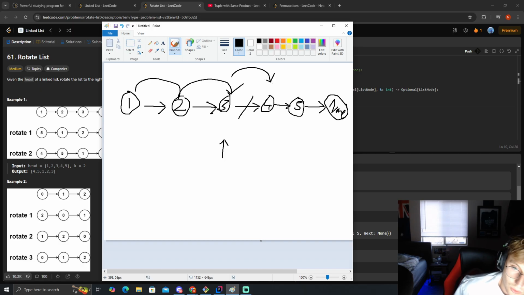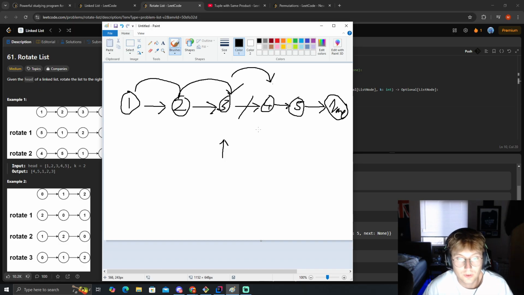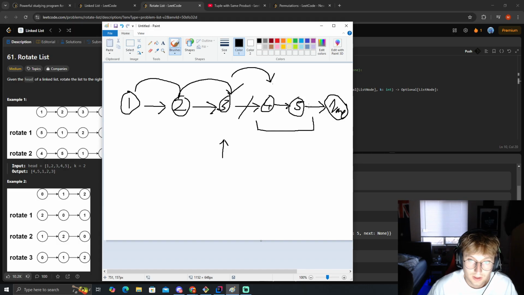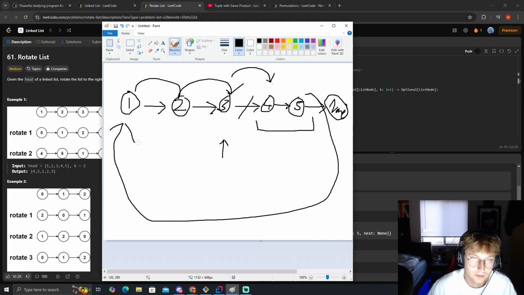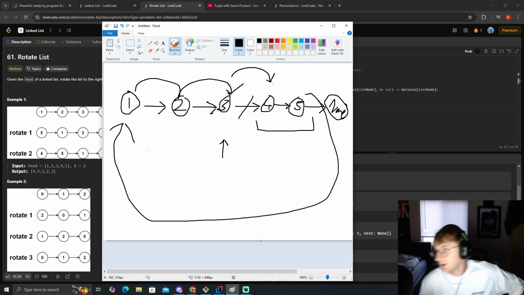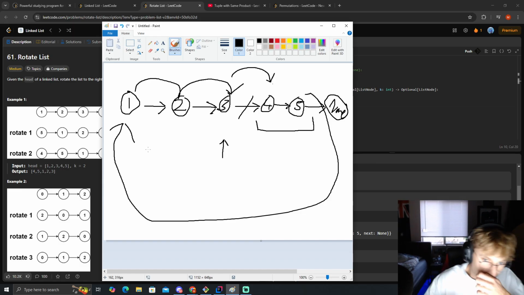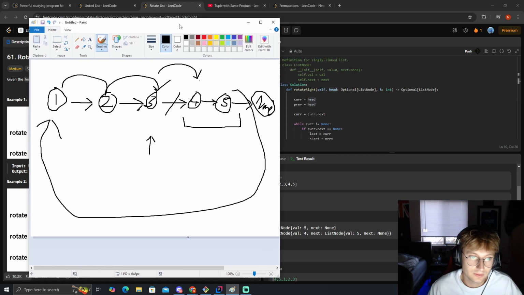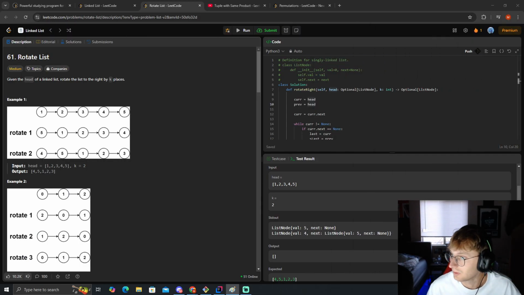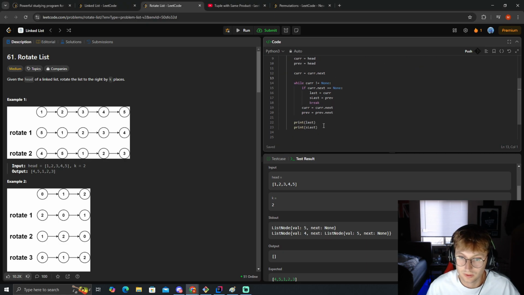So then we know that we have 4 and 5, right? We know these are the values that we want to put. Then we go to the end of this, and then we just make the end of this point over here. Okay, I think that's what we're going to do. I don't know. I kind of had a light bulb moment, so maybe this might work. Let's just try it out. Put this over here so we know what we want to do. So let's get rid of this.